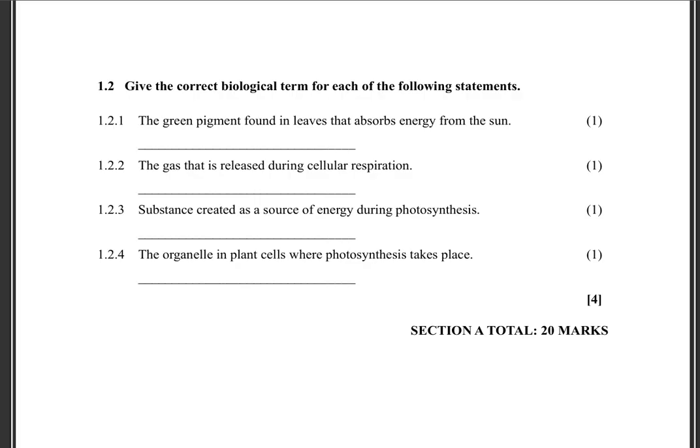All right, let's look at the first question. It's talking about the green pigment that is found in leaves that absorbs energy from the sun. I've already mentioned it, that green pigment. And this pigment, we find it in chloroplast. And when you get to grade 11, we talk about this pigment found in discs, which are called thylakoids, but that's not covered in grade 8. So you don't have to stress about that. So the green pigment found in leaves that absorbs energy from the sun is obviously chlorophyll. Chlorophyll. I hope you also got it on your side.